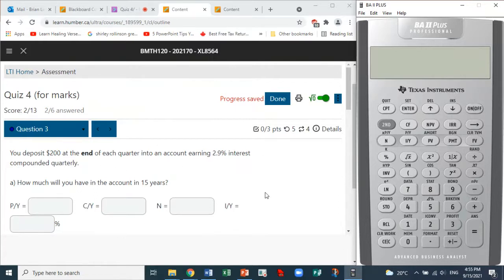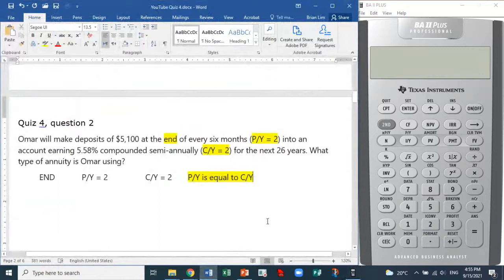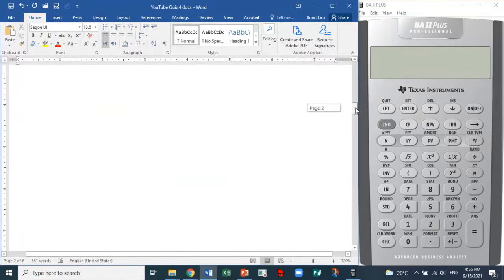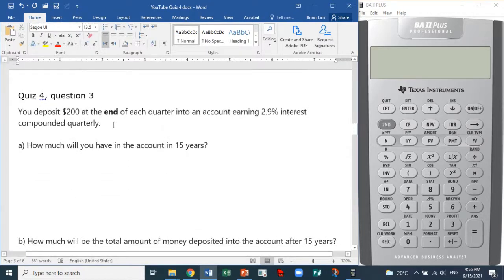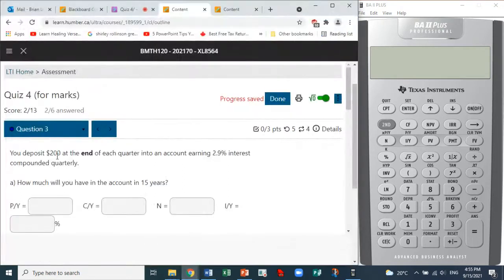Okay, now quiz 4, question 3. Let's look at it in the Word document. So let's go down and we are here. Okay, deposit 200 at the end of each quarter into an account earning 2.9% interest compounded quarterly. How much will you have in the account in 15 years? All right, so the deposit is $200. Okay, so let's go. We could actually do it right here.